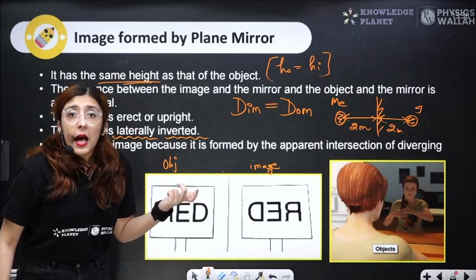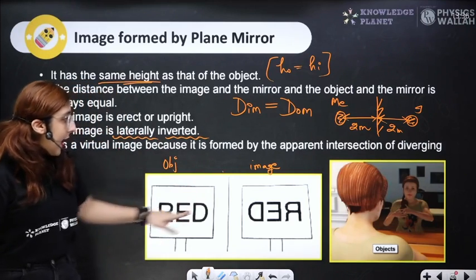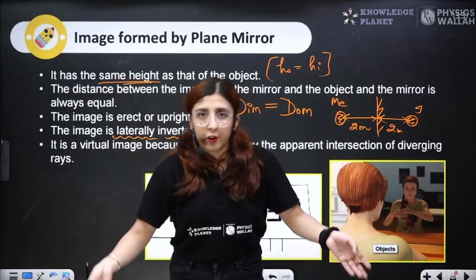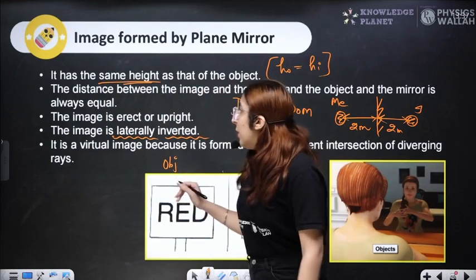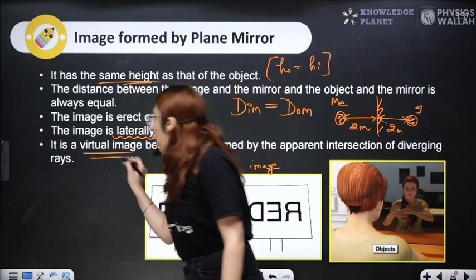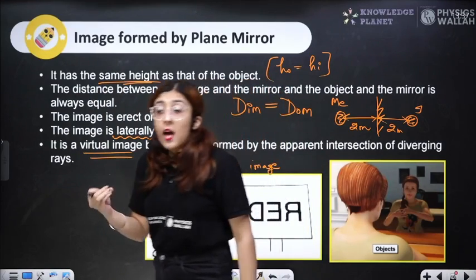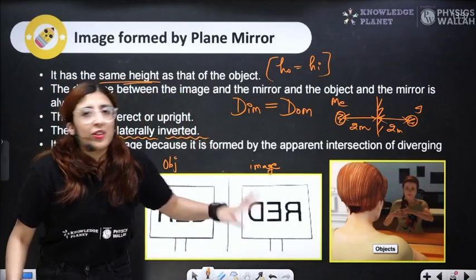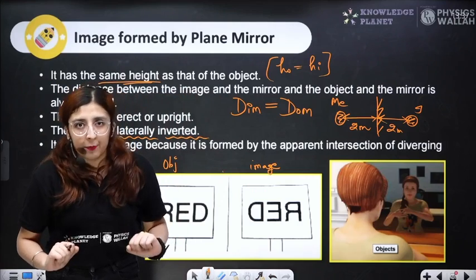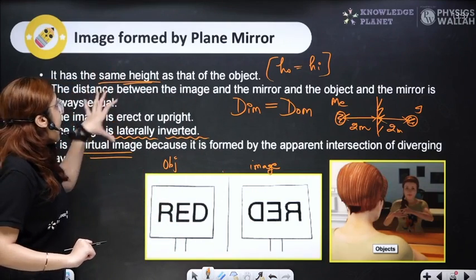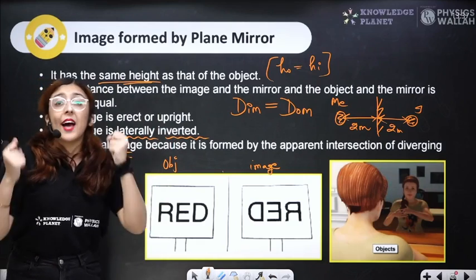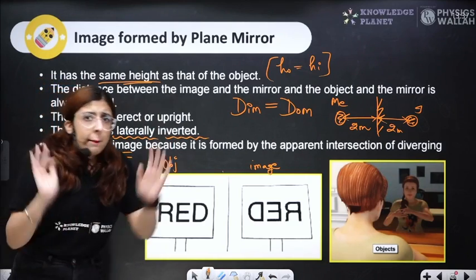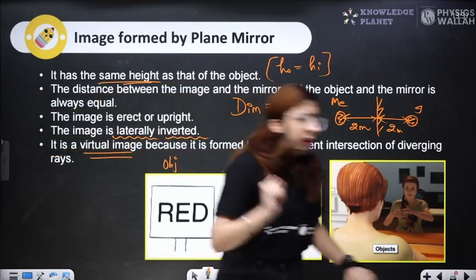If you write down E, have a look, laterally inverted. Left appearing right, right appearing left. The last one will be virtual. We have studied that the reflected rays appear to meet, and virtual images cannot be obtained on a screen. These are the important characteristics of the image formed by a plane mirror. Plane mirror done, everyone.